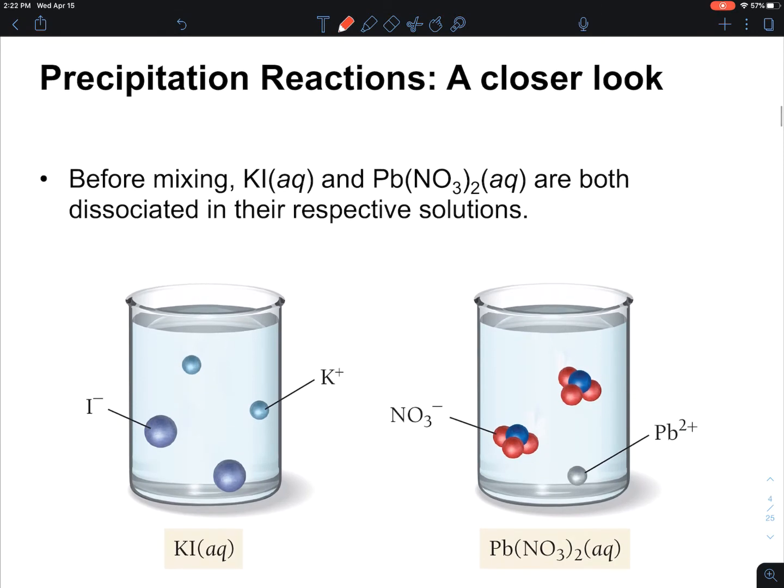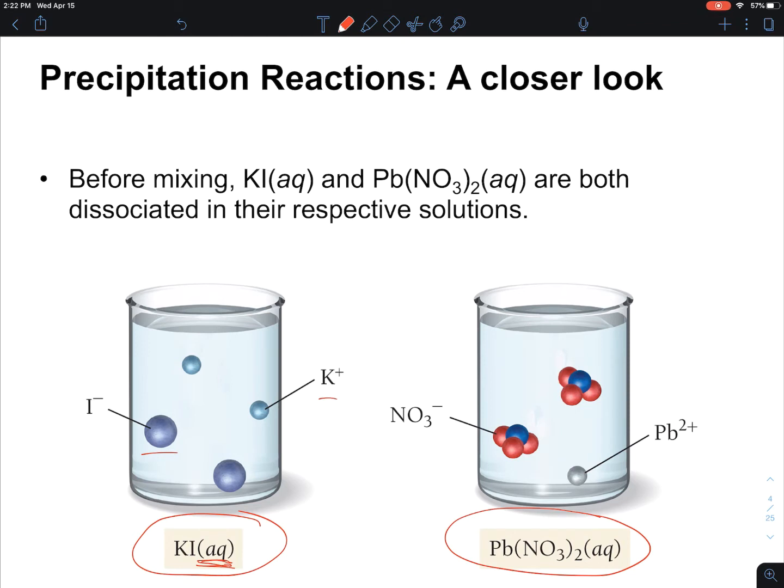So before you mix anything, you've got your two solutions. You've got potassium iodide and you've got lead nitrate sitting around. In each of those solutions, you've got just ions. That is what this aqueous means. When you look at KI aqueous, it means that those ions are just sitting in water. They're dissolved. They're soluble.